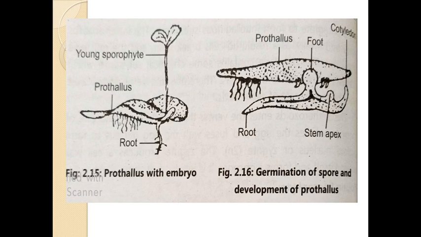The prothallus degenerates and the young sporophyte develops into the new fern plant. This is regarding the germination of spore and development of prothallus. See the prothallus with embryo, the development of root, and here the young sporophyte. Until the sporophyte becomes independent, it is dependent on the gametophytic tissue. It becomes independent when leaves arise, then roots arise.